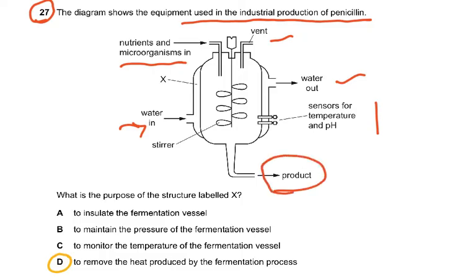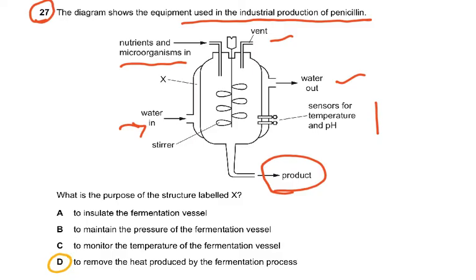What is the purpose of the structure labeled X? Now X is a cooling jacket. So basically when you've added so many microorganisms, it's just like too many people in a room, it becomes stuffy and hot because everybody's at 37 degrees Celsius. Similarly, so many microorganisms are going to generate a lot of heat because they're respiring and releasing energy, and that of course results in heat.